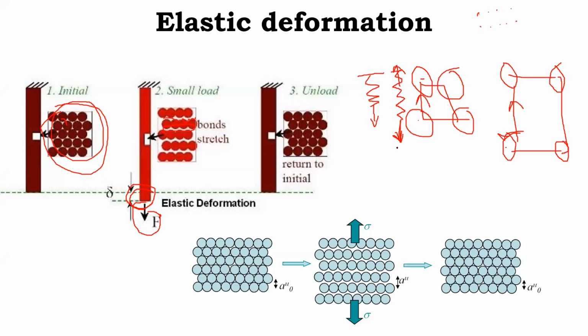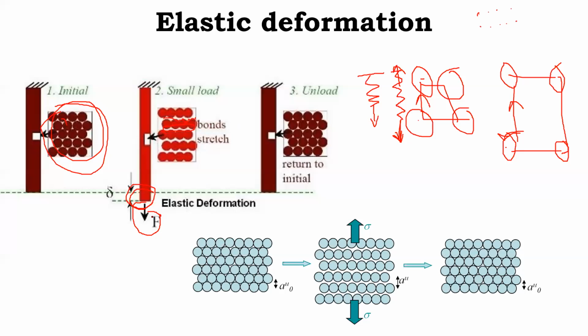So when the loads are applied, bonds stretch and that causes the elongation in a rod. Okay, so I hope it is clear. So here you can see this delta. Delta is basically a small elongation that has taken place, and this load applied is also very small.